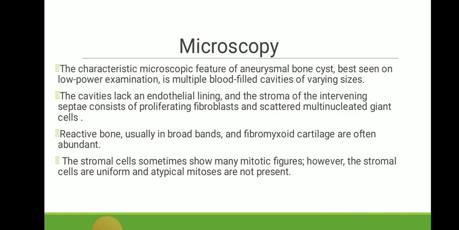Microscopy. The characteristic microscopic feature of aneurysmal bone cyst best seen on low power examination is multiple blood filled cavities of varying sizes. The cavities lack an endothelial lining and the stroma of the intervening septi consists of proliferating fibroblasts and scattered multinucleated giant cells. Reactive bone, usually in broad bands, and fibromyxoid cartilage are often abundant. The stromal cells sometimes show many mitotic figures. However, the stromal cells are uniform and atypical mitoses are not present.